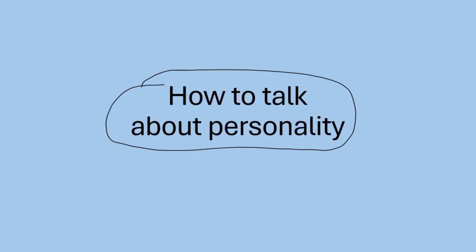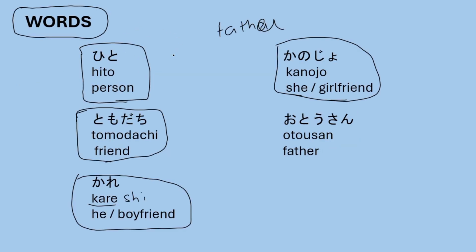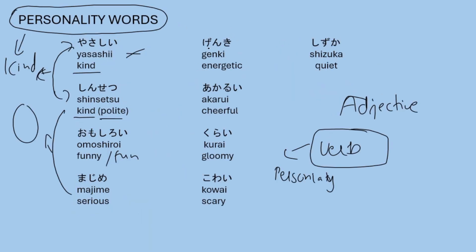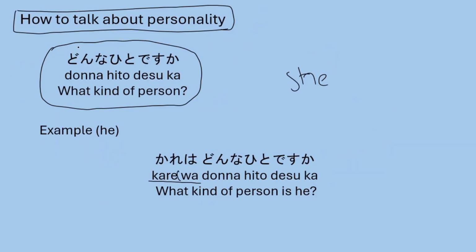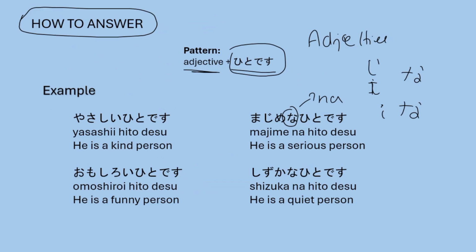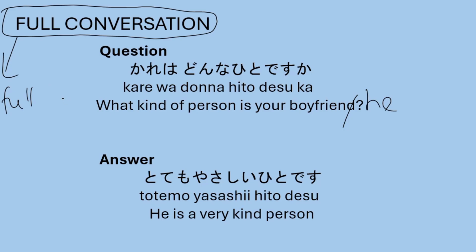Let's cover what we learned today. First we learned some words like person, friend, he, boyfriend, girlfriend, and father. These are words related to a person. Now these are the words related to personality, which show a trait of a person. These are always adjectives. After that, we learned how to ask about someone's personality. After that, we learned how to answer that question. After that, we learned a full conversation between two people.